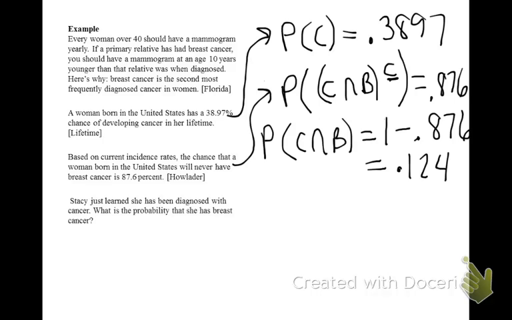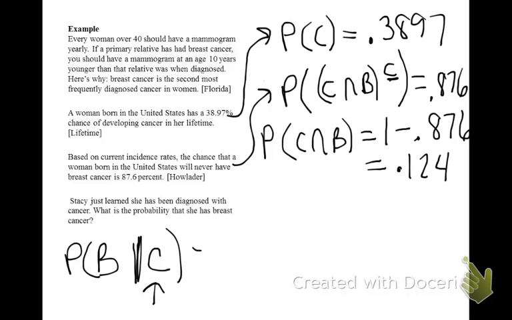Stacy just learned she has been diagnosed with cancer. So we know this ahead of time. Stacy knows for a fact she has cancer. That goes in the given position. Whatever you know ahead of time, you put after the slash. What is the probability she has breast cancer?